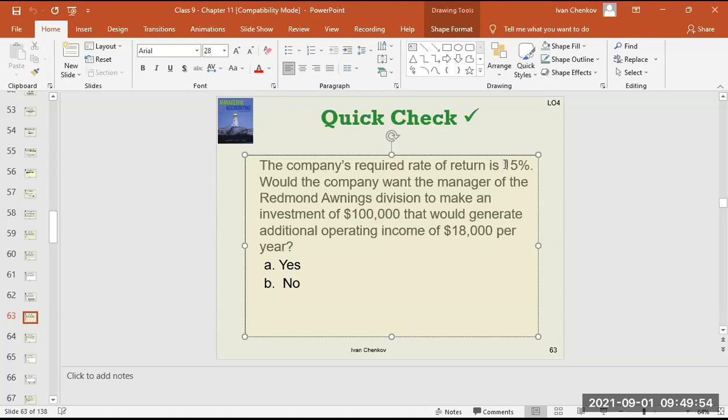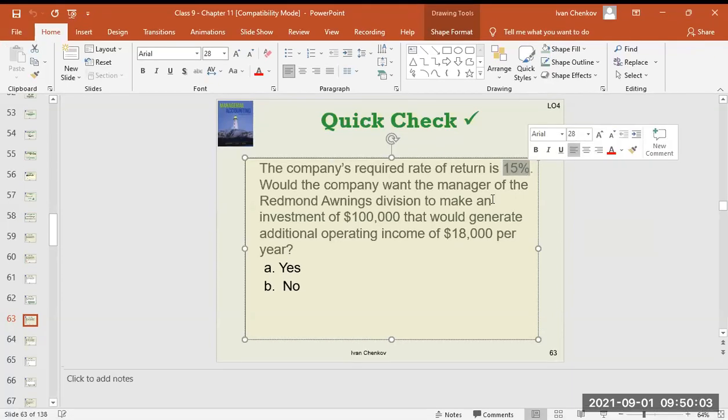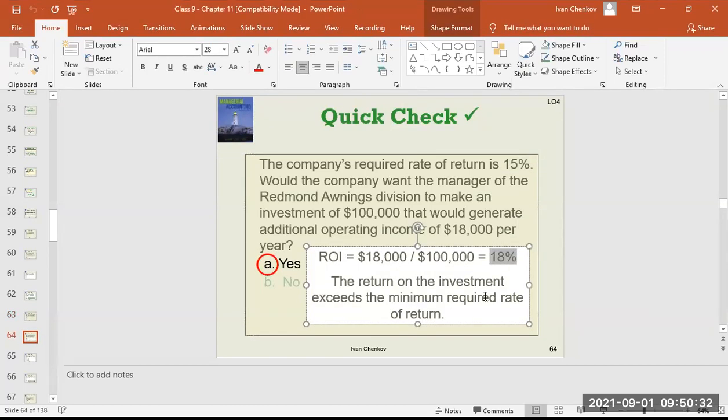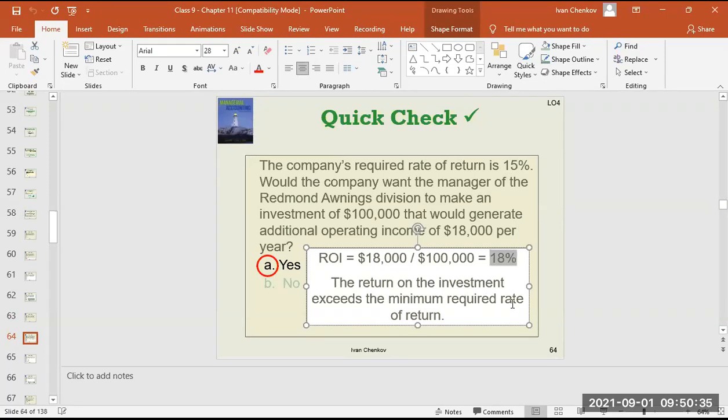No. Listen to this. Forget about what you learned at this point. The company requires 15%. That's the required return of the company. This project is going to bring you 18%. In this case, does this project meet the company requirements for the return? Yes. Are you going to invest? Absolutely, yes. Why? Because it gives you more.